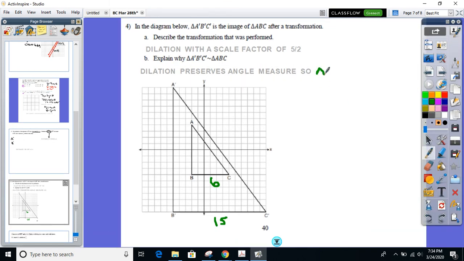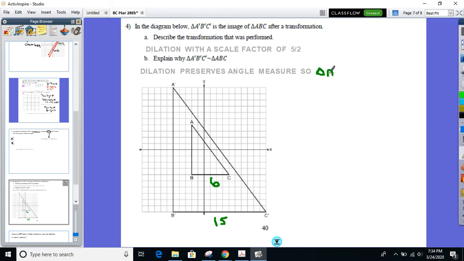So triangle ABC is similar, make sure you write the similar sign, not the congruent symbol, to triangle A prime, B prime, C prime. Again, we can use dilations not to prove triangles congruent, but to prove them similar because their angle measurements stay the same.